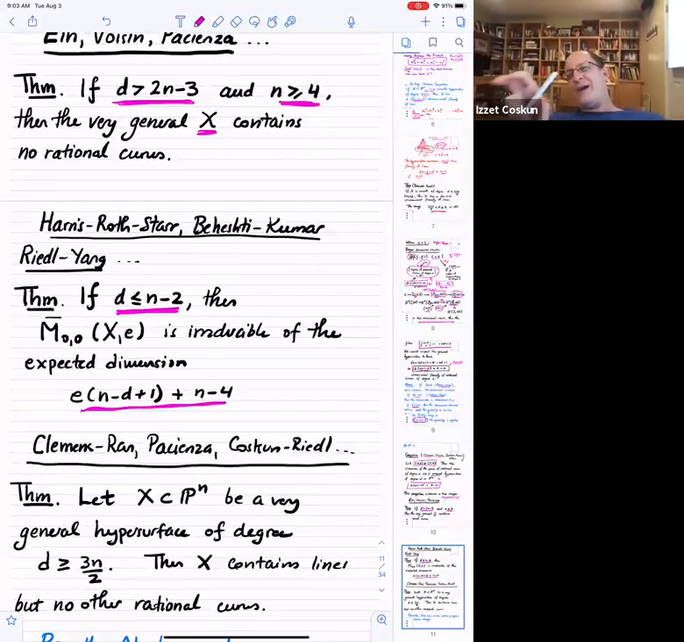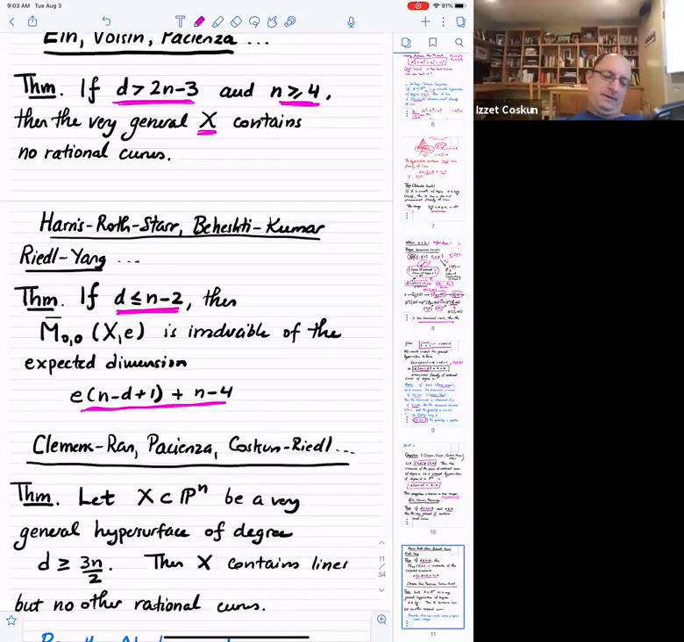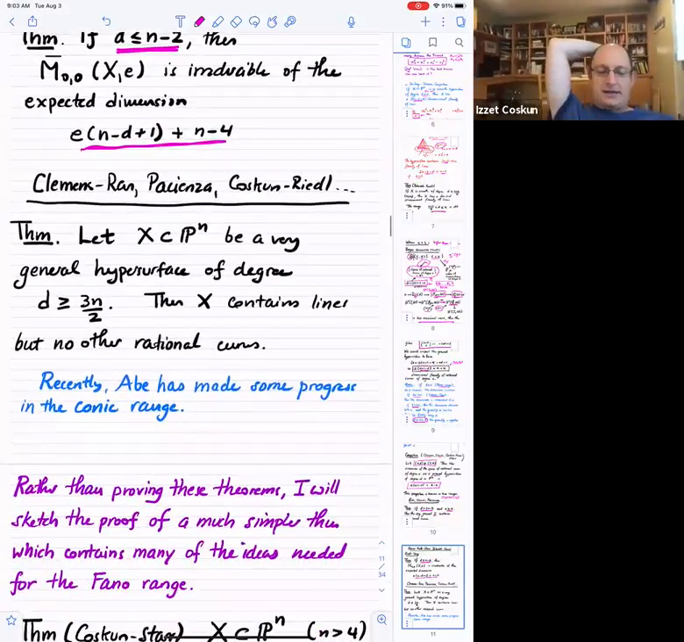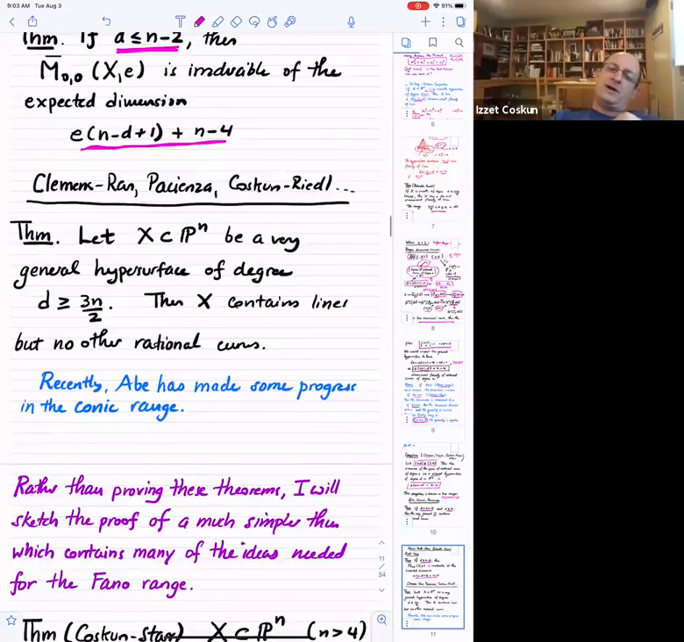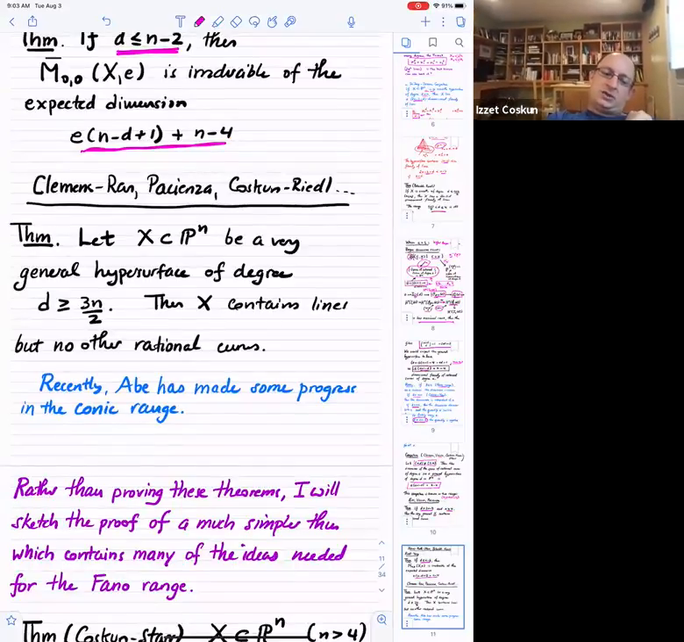When you have no rational curves, then it's easy to tell that you have no rational curves. The hardest is when you have some rational curves, but not too many. And again, here there are some statements: Clemens, Ran, Pachianu, and Eric Riedel and myself. And so this does at least the line range case.